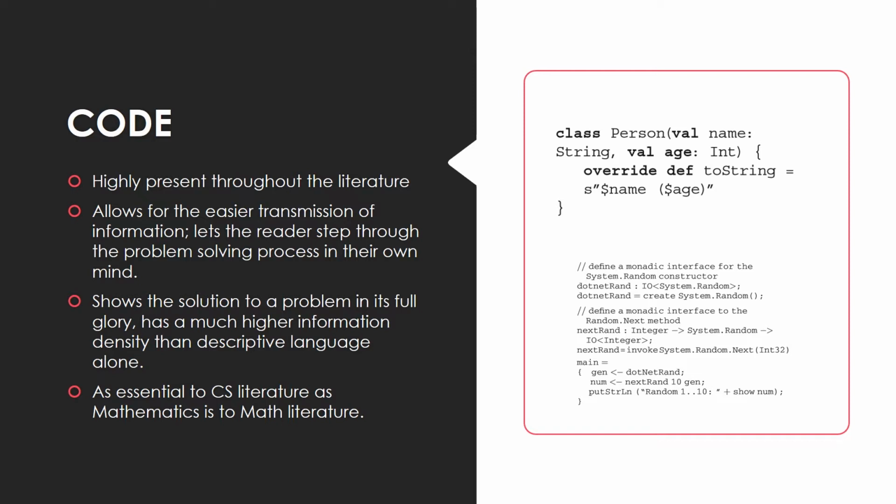If the reader can see the code themselves and understand it, they can step through what is being discussed in their own mind, making it a much more powerful tool than descriptive language alone. Having a CS paper without code is like having a mathematics paper without any math. It just doesn't really make sense. The code presented within the articles is also often provided in such a way as to be easily implemented in other programs the reader may be working on outside of the topic of the article.